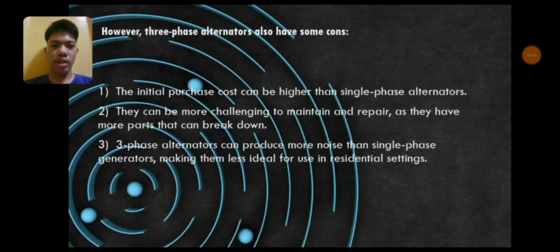However, 3-phase alternators also have some cons. First, the initial purchase cost can be higher than a single-phase alternator. So, the 3-phase alternator has a higher initial cost compared to single-phase, because it is more complex. And 2, they can be more challenging to maintain and repair as they have more parts that can break down. So, because the 3-phase alternator is more complex, there is a higher chance of breakdown.